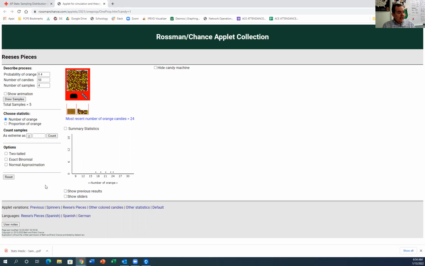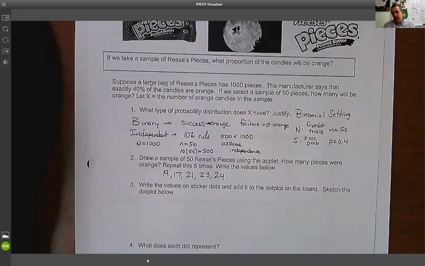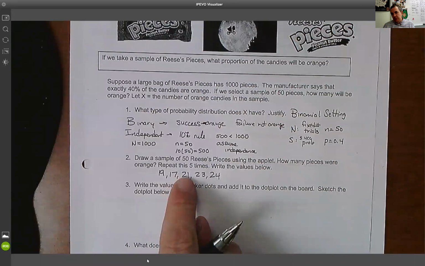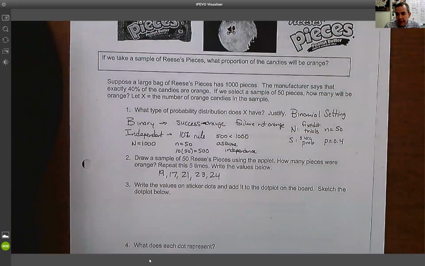So now what's going to happen is, let me go back and show you what ended up happening. I ended up with the following 5 samples: 19 orange, 17 orange, 21 orange, 23 orange, 24 orange. So now what we would do is we would do this on the board.